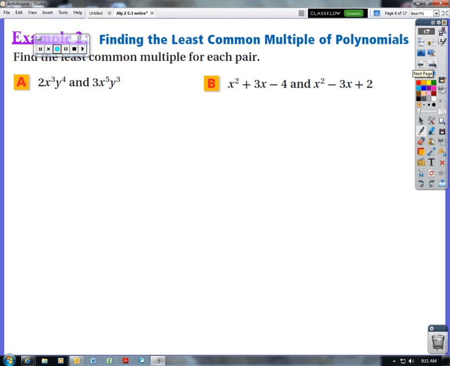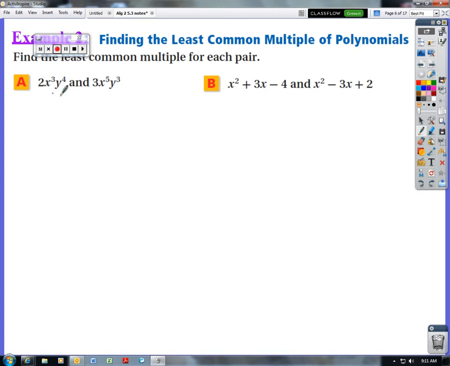Next type of problem. We are now going to find the least common multiple. On the previous examples, the denominators were the same. We didn't have to worry about finding the least common denominator. But from here on out, we're going to have denominators where we need to get the least common denominator. The least common multiple is the same as the least common denominator.